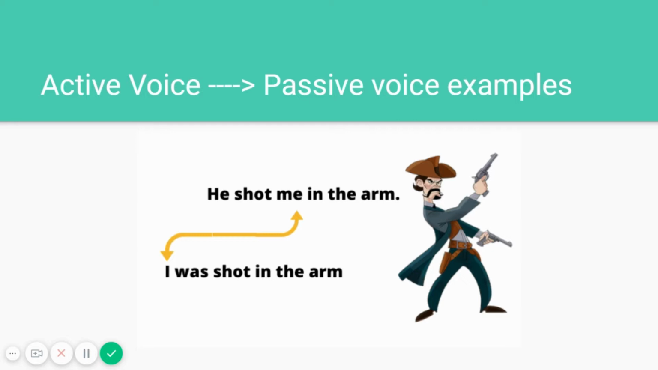He shot me in the arm. Okay, so we have subject, he, shot, verb, and then me is the object. Subject, verb, object. It's a very common structure in English, but we also have the passive voice, so we change the receiver of the action, me, into the subject of the sentence. So, I was shot in the arm.